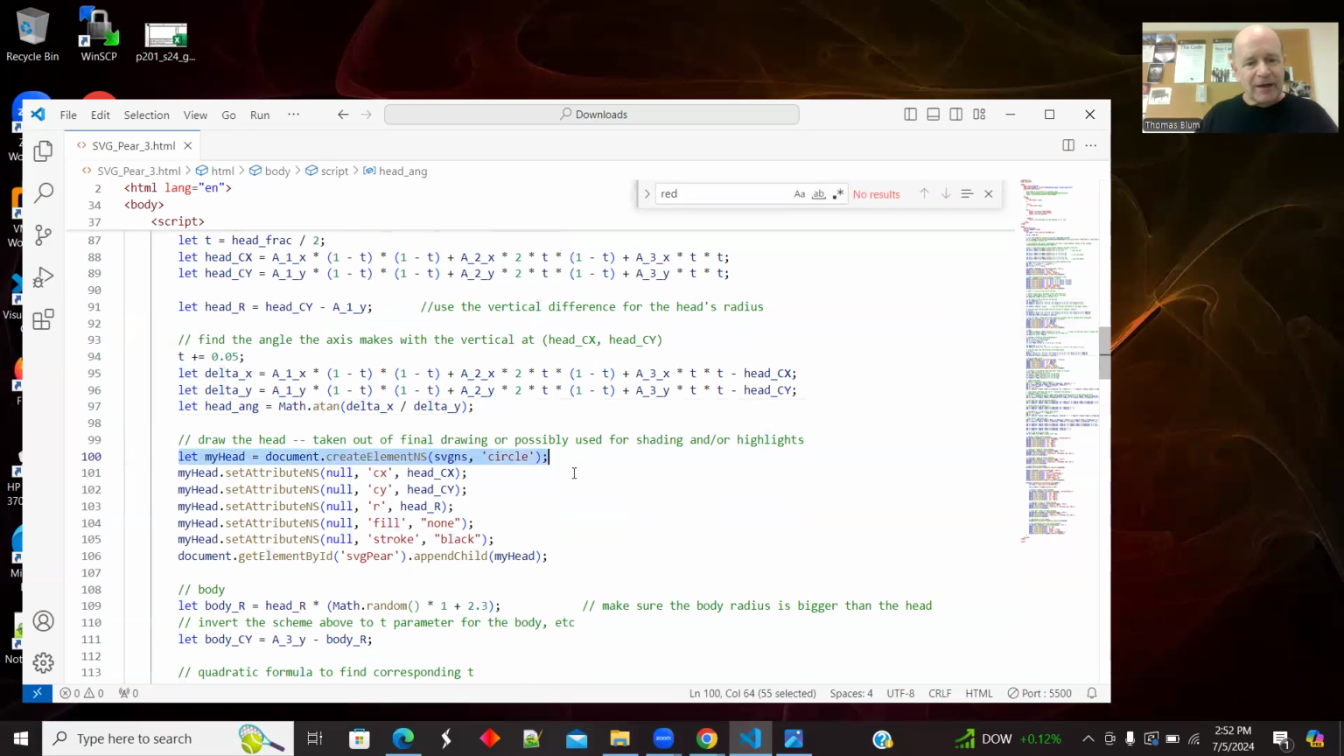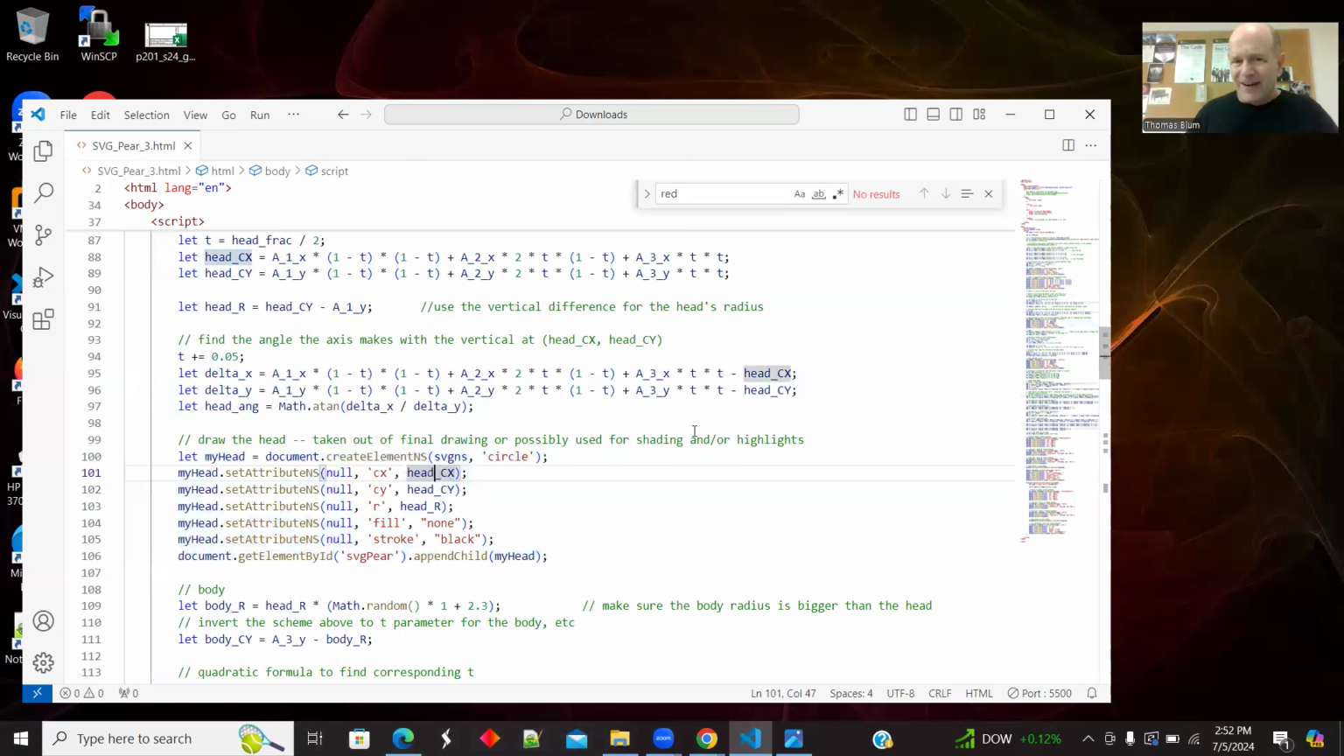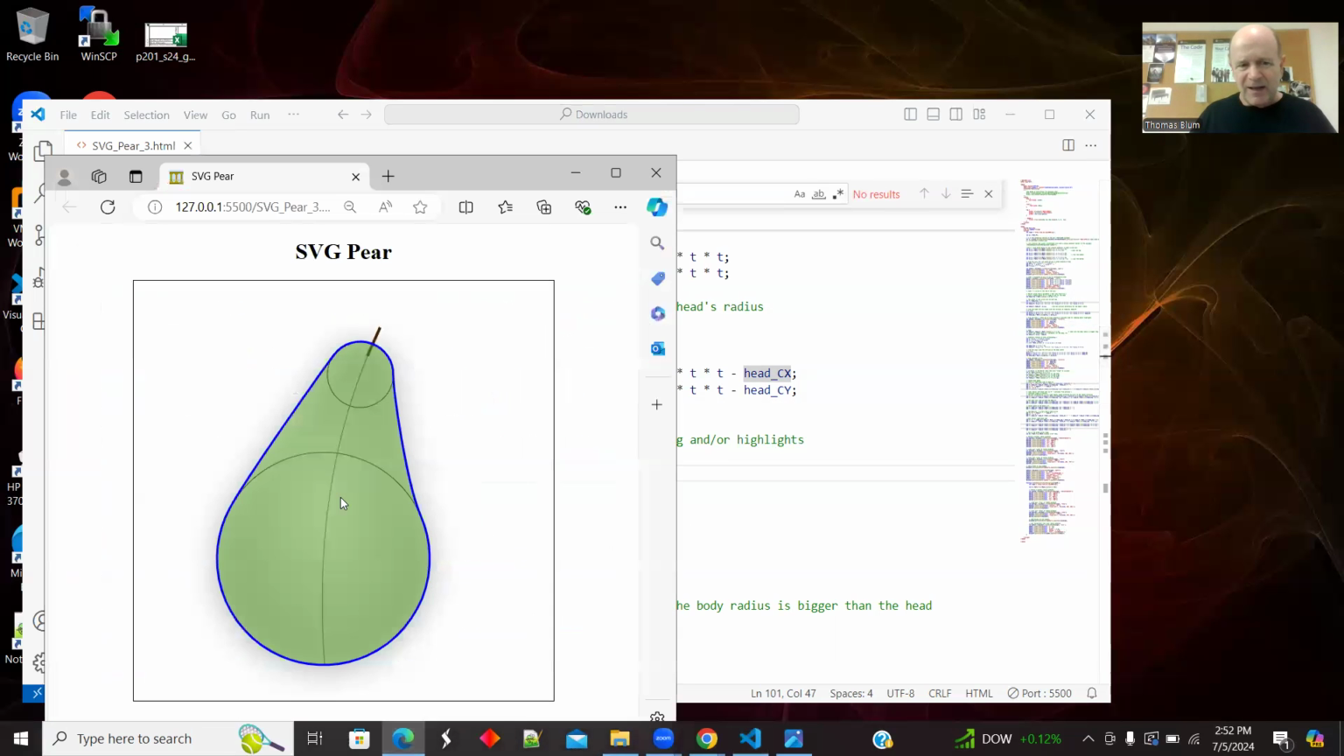And then I'm drawing the circle. So I make a circle with the center head cx, head cy, head r for the radius. I did not fill it. I made the stroke black and added it. And so you can see that here. Now, in the final drawing, I'm filling in my pear shape with something with not full opacity, so you can see through it and see this head circle.